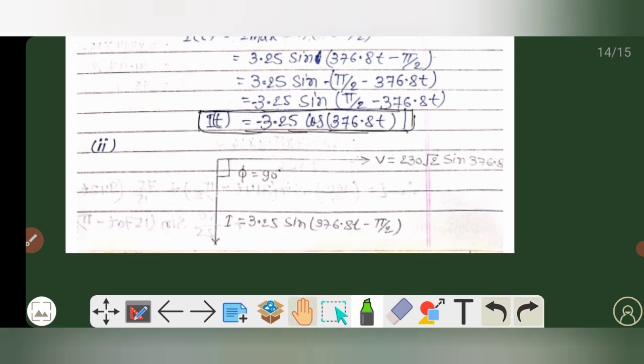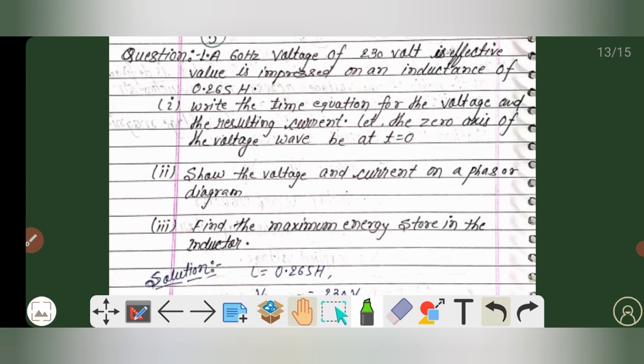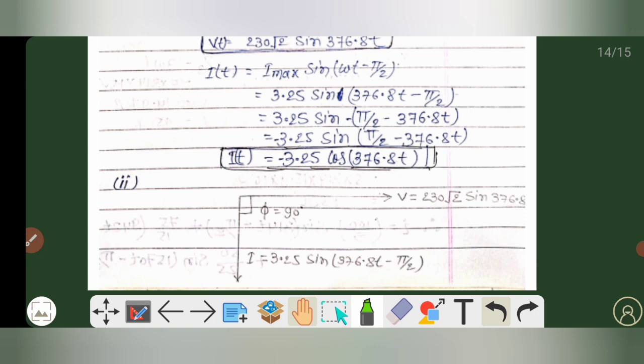Now, the next calculation we have to do is to show the voltage and current on the phasor diagram. As we know, in case of an inductor, the voltage leads the current by 90 degrees. So this is the current, and this is the voltage. As you can see here, the voltage is leading the current by 90 degrees.